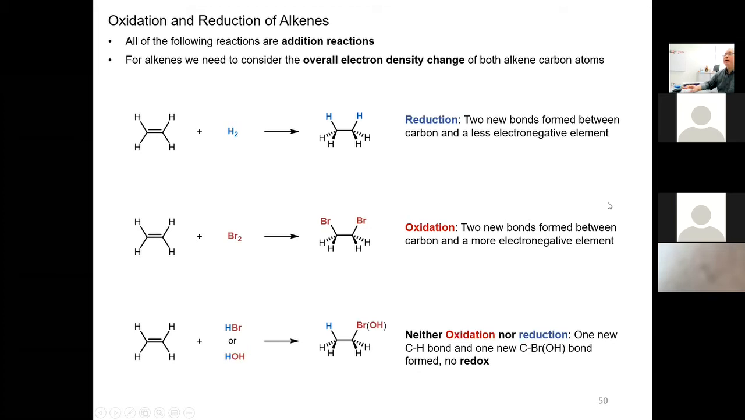Okay, so you have to see the overall, and you shouldn't just focus on one of the carbons. You should focus on both of the carbons. So in this case, it's one C-H bond and one C-Br bond. So overall, it's not redox. And it's reasonable, right? I told you a joke: the hydration is just like the alkene drinking water. So it's hard to imagine there is any oxidation or reduction happening.